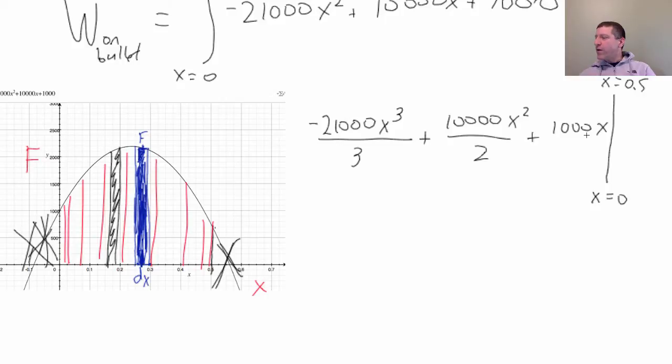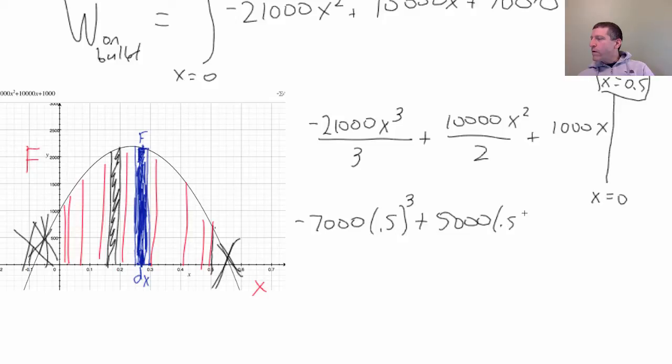All I got to do is do the final. I'm going to plug in this number right here. All I'm doing is I'm plugging in this value for x into this equation. That'll give me negative, and 21,000 over 3 is 7,000, so negative 7,000 times 0.5 cubed plus 10,000 divided by 2 is 5,000. 5,000 times 0.5 squared plus 1,000 times 0.5. You're just plugging in that final value.